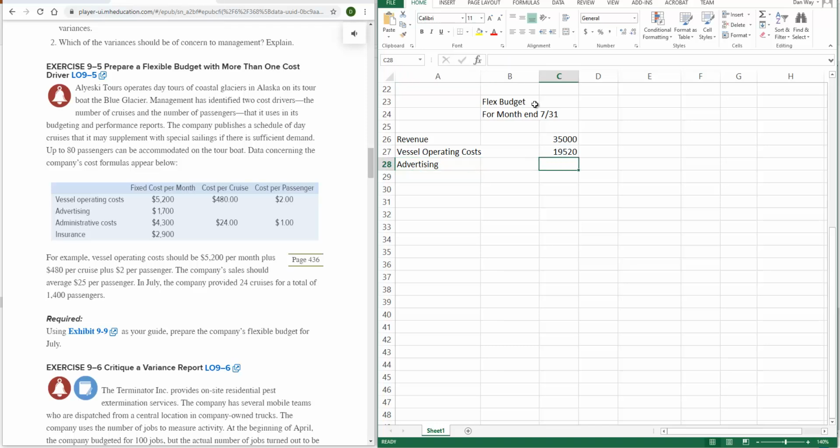We had advertising costs. Those are entirely fixed. So remember, in our flex budget, we don't flex fixed costs. We assume they are staying constant per our assumptions about fixed costs in general.